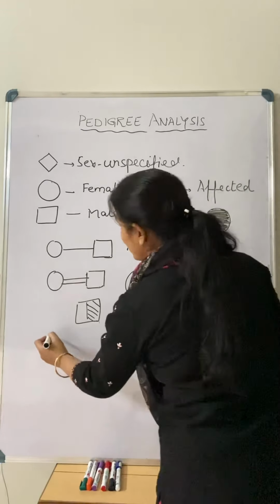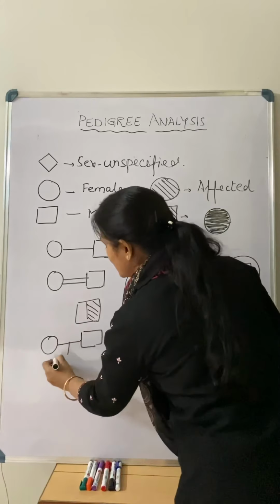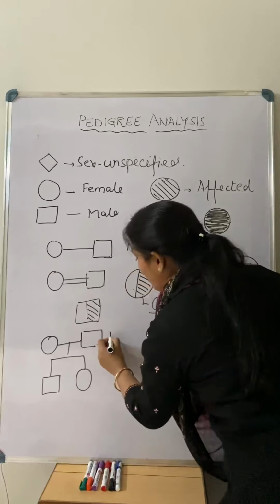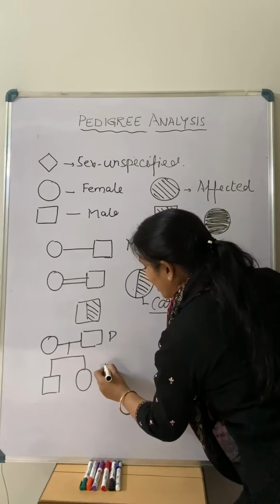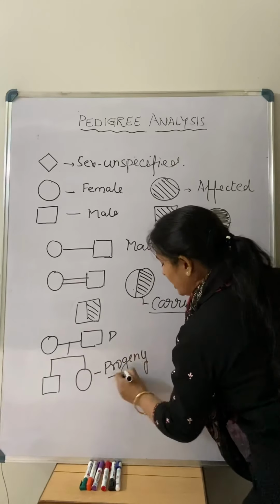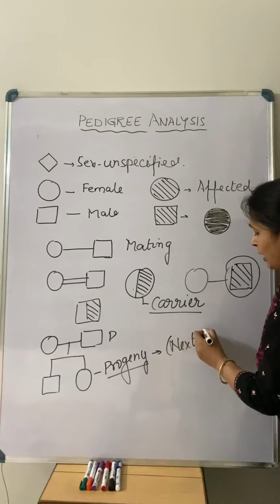Again, the next symbol is what? When there is a mating between the male and female, and the next line is shown somehow like this, it means these are the parents and these are the progenies. I think you are very clear with progenies, meaning the next generation, maybe a male or female.